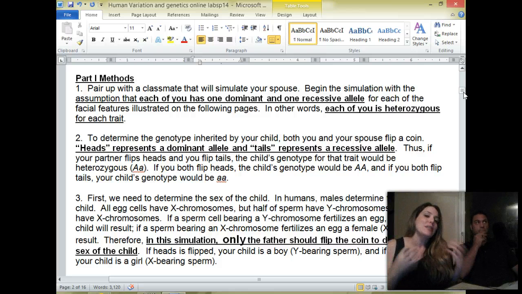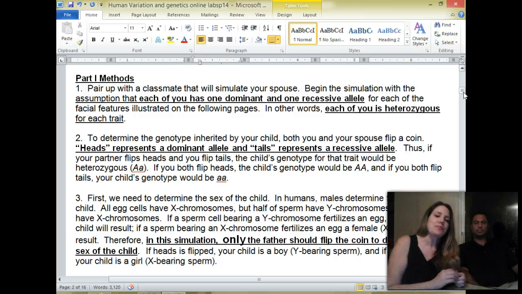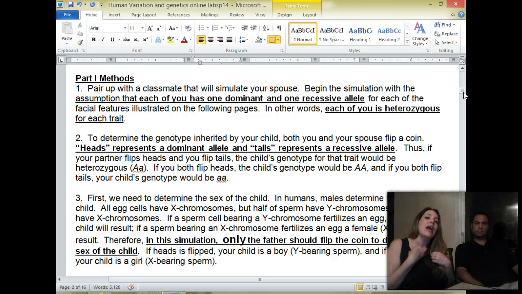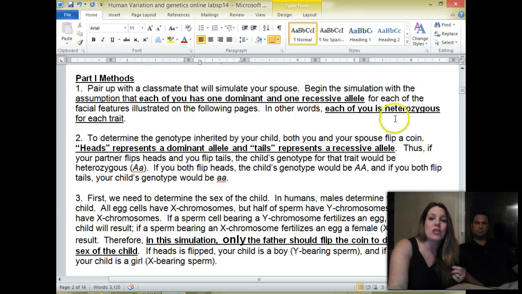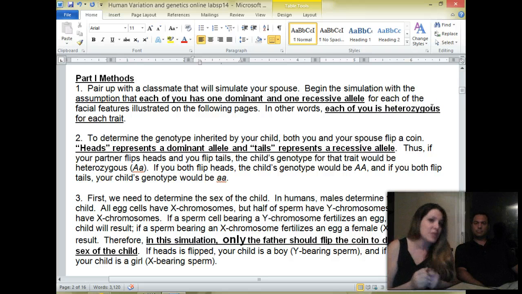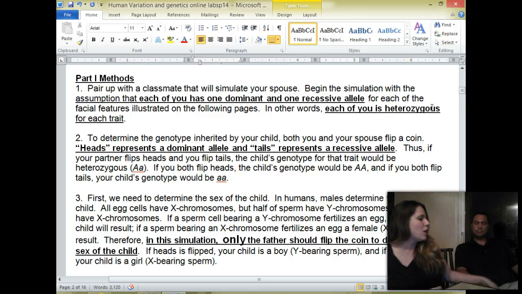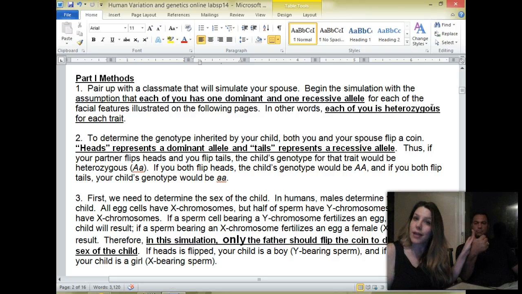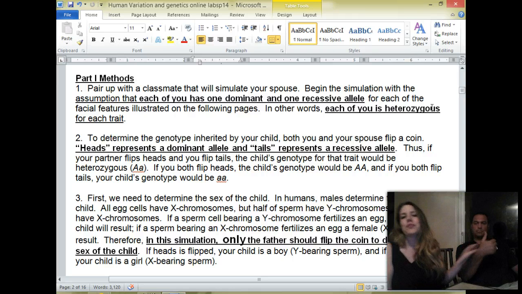Now, we're going to practice with just a simple example that won't be officially part of the lab, and that's hitchhiker's thumb. For each one of these 29 different traits, we're going to assume that each of us has a heterozygous genotype for that trait. And you'll recall heterozygous means each of us carries one dominant allele and one recessive allele for that trait. So, for example, if we were looking at hitchhiker's thumb, notice Paul in real life does not have hitchhiker's thumb. He has a straight thumb, but we would assume that he is heterozygous for hitchhiker's thumb, big H, little h.